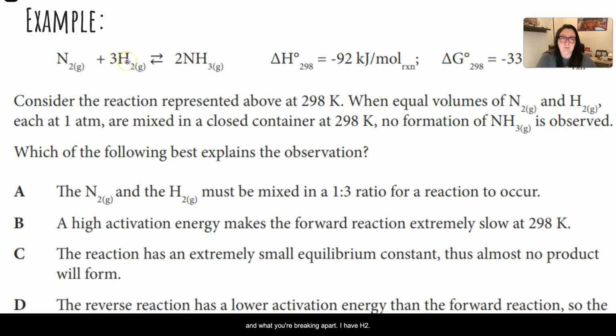I have H2, that's a hydrogen-hydrogen single bond. But then I have N2. That's 2 nitrogens, nitrogen is a pretty small atom, and they're triple bonded together. So in order to break apart triple bonds, I have to have a lot of energy. And so the collisions are the issue.